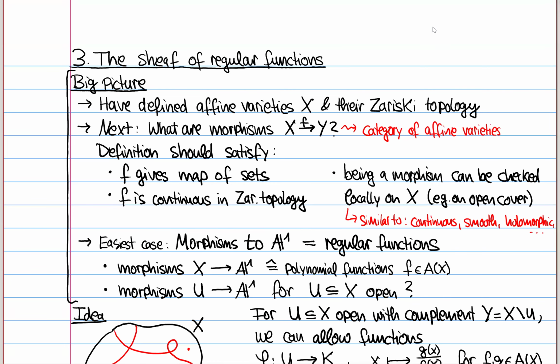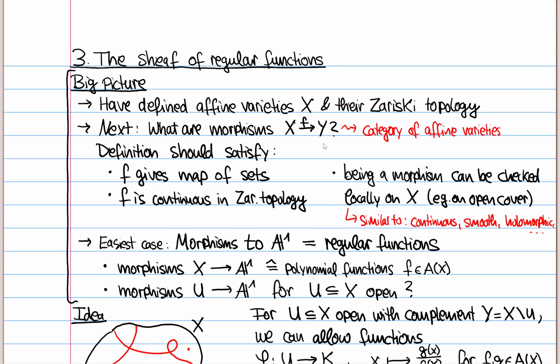Chapter 3 of the course, we're going to talk about regular functions on some open subsets of affine varieties. And the big picture of where we are in the course right now is that we have defined affine varieties and we already know what their Zariski topology is. And next, we start approaching the question, what are morphisms between such affine varieties?